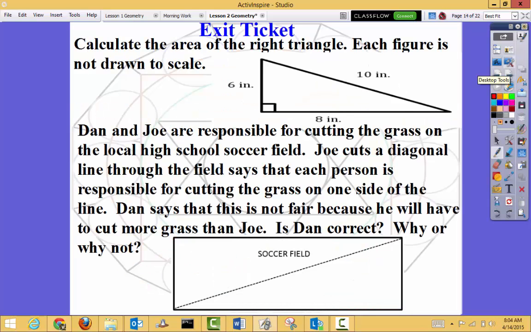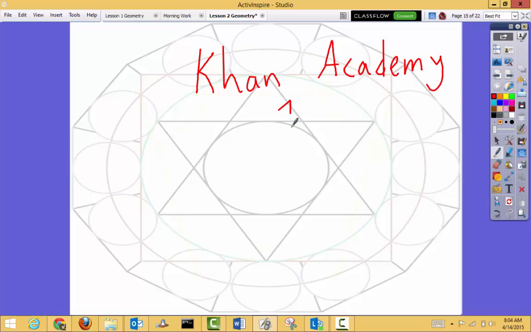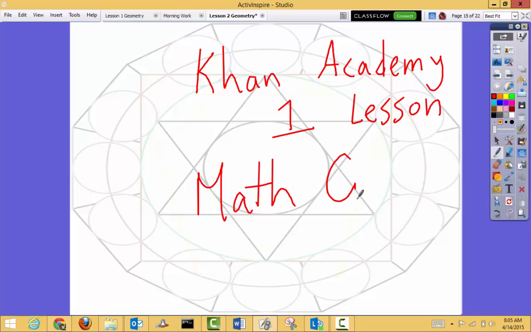All right, here are your exit tickets. When you are done, go to Khan Academy. You're to do 1 lesson. When you're done with that 1 lesson, you may go to math games. All right. Good luck.